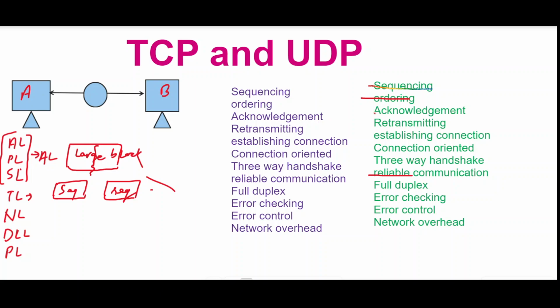UDP does not need any acknowledgement. If it does not have any acknowledgement, we can say it will not have a retransmitting feature. So here we are talking about network overhead: here high, here low. Clear?